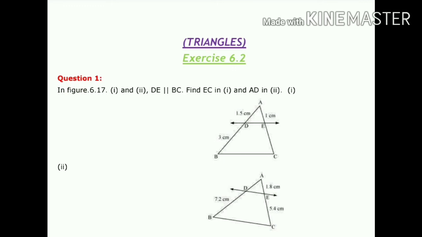And in the second one, they have given that DB is 7.2 centimeters, AE is 1.8 centimeters, EC is 5.4 centimeters. By using BPT, we need to find the length of the side AD. Hope you can solve these two simple problems.